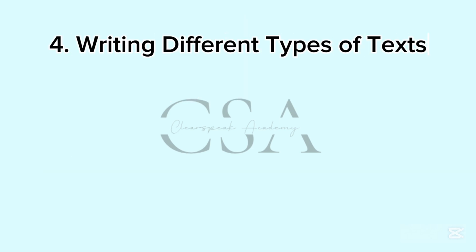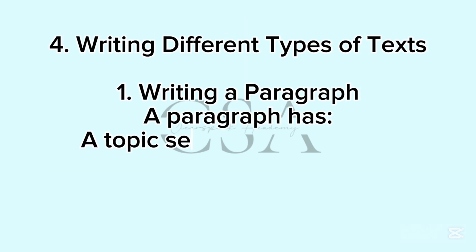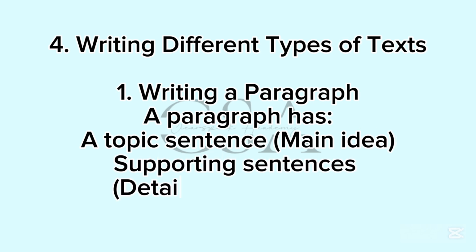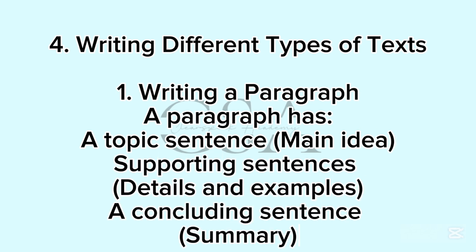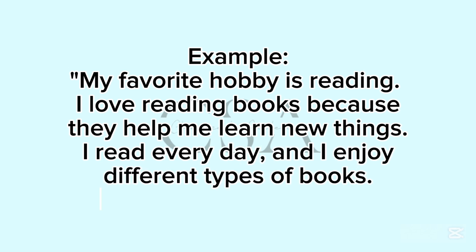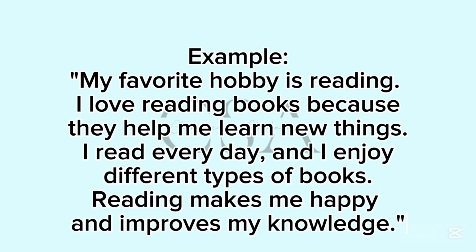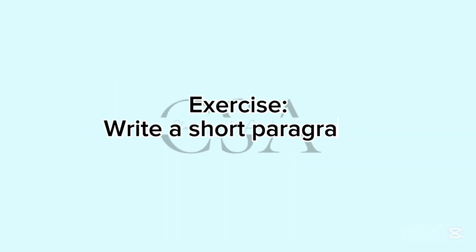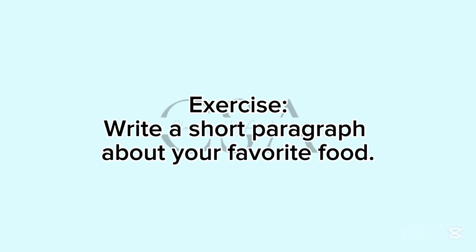4. Writing different types of texts. 1. Writing a paragraph. A paragraph has a topic sentence, the main idea, supporting sentences, details and examples, and a concluding sentence, a summary. Example: my favorite hobby is reading. I love reading books because they help me learn new things. I read every day and I enjoy different types of books. Reading makes me happy and improves my knowledge. Exercise. Write a short paragraph about your favorite food.